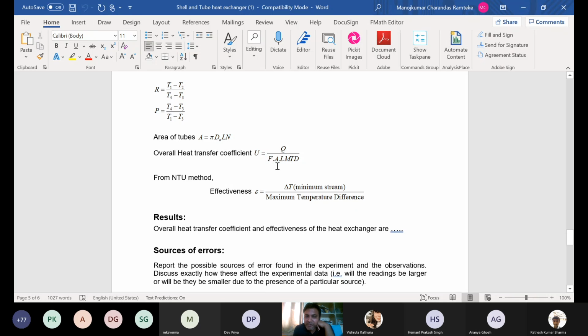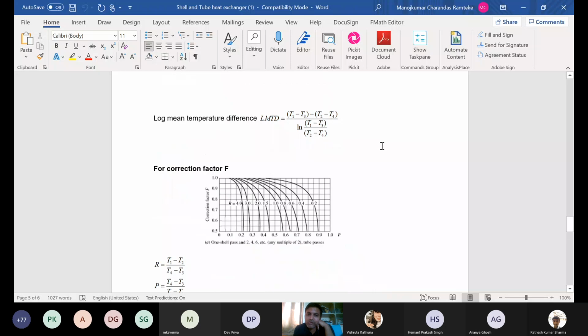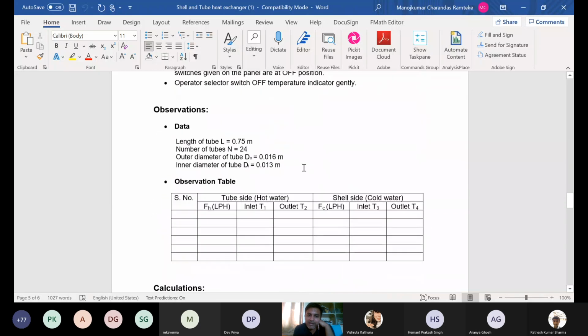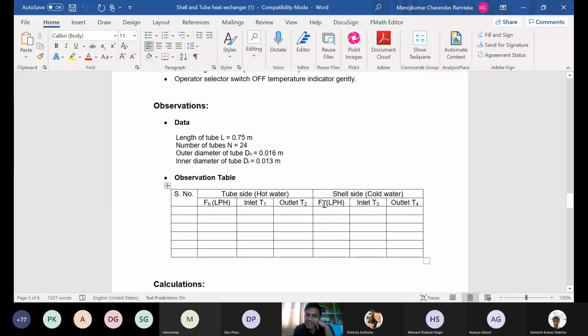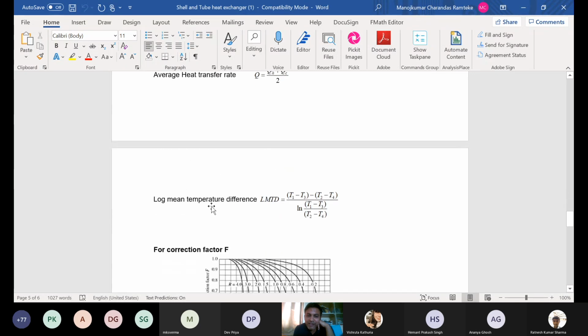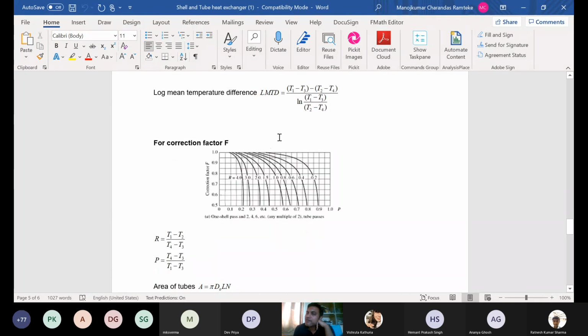Again, this F is the F factor. Don't get confused with the flow rate here. Remember, we have also given here the flow rates F_H and F_C. These are the flow rates. Don't get confused, these are not the F factor. The F factor you calculate from this plot. Is it clear to everyone?